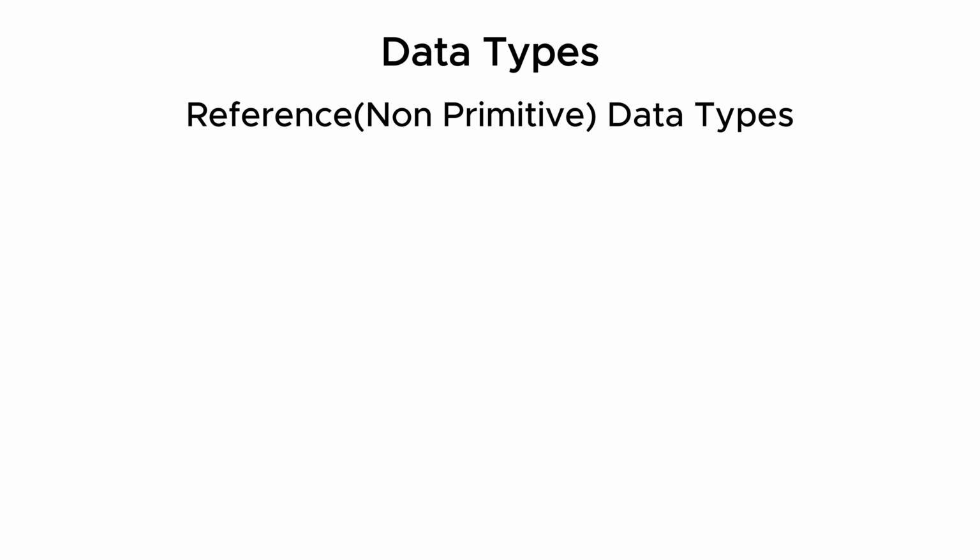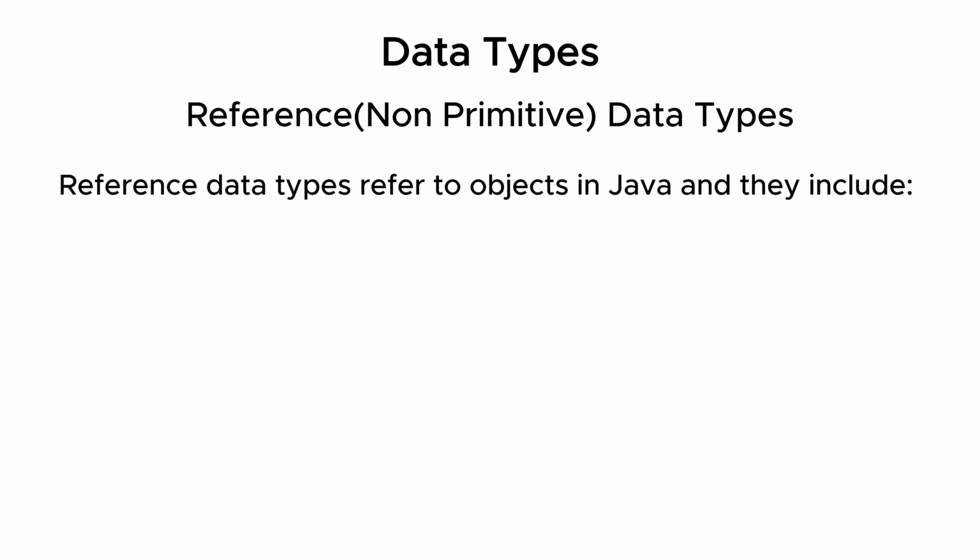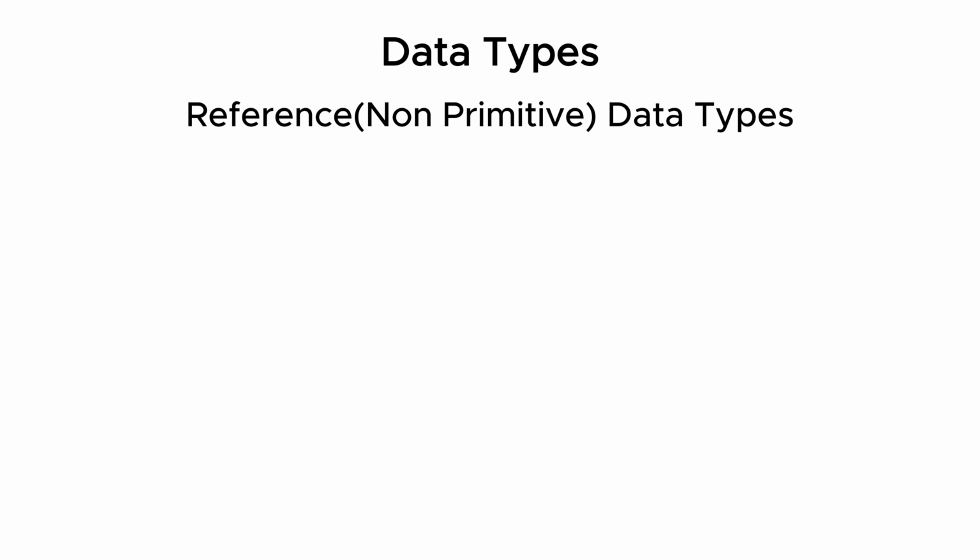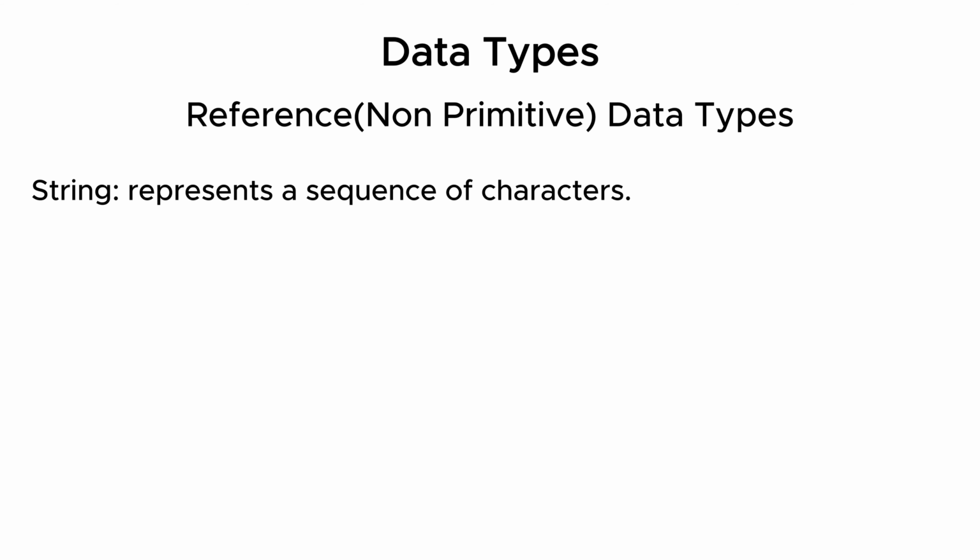Reference, non-primitive, data types. Reference data types refer to objects and can be used to access methods and properties. Unlike primitive types, reference types do not store values directly, but rather a reference to the memory location where the object is stored. Common reference types in Java include classes, interfaces, arrays, string. String is a reference type used to represent a sequence of characters.